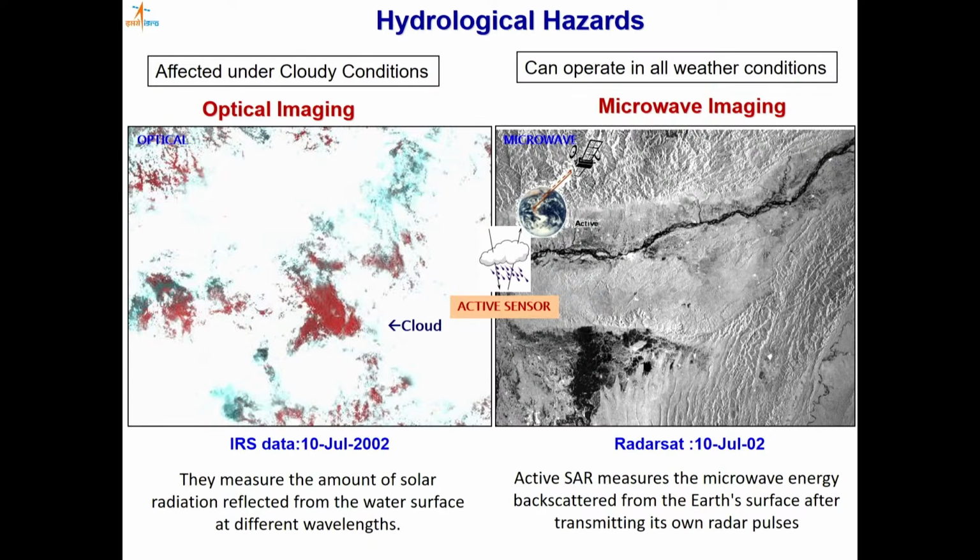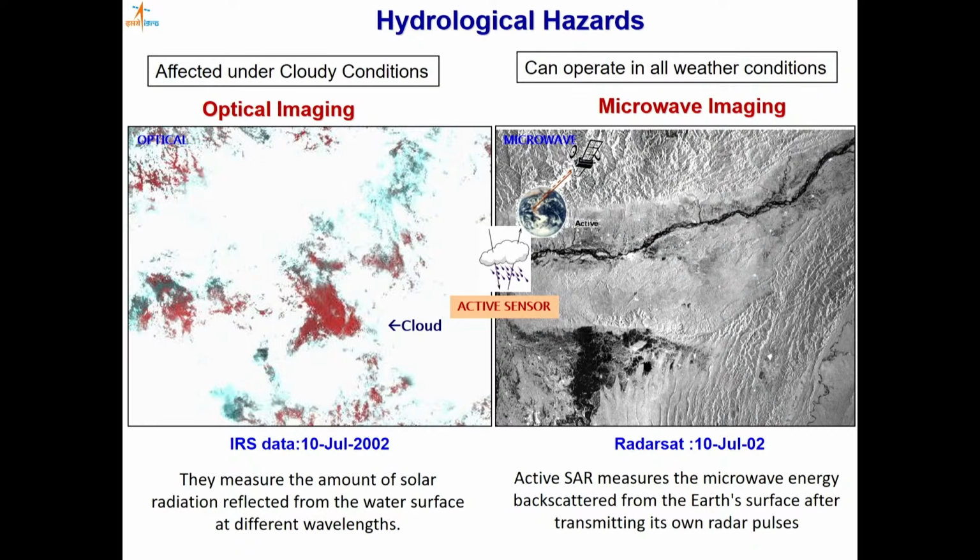Now, just to give you a glimpse of the optical and the microwave sensors, these are more widely used in case of hydrological hazards. On the left, you can see the optical image, and on the right, the microwave image. Optical sensors, because of their shorter wavelength and working in the visible wavelength, have their visibility restricted due to the presence of cloud. They measure the amount of solar radiation reflected from the water surface at different wavelengths, blue, green, red. But they have the limitation that cloud obstructs their visibility.